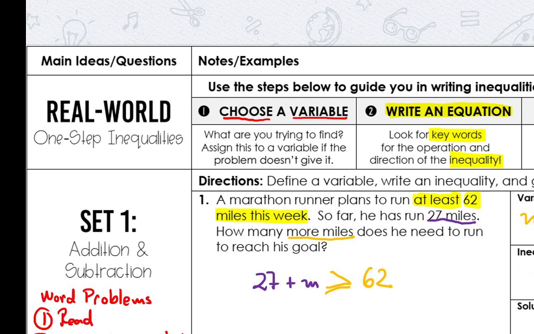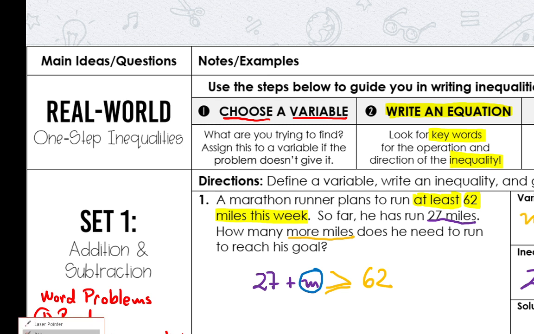And here is my inequality: 27 plus M is greater than or equal to 62. Just solve right now. Remember the information from last class: where is my variable, left or right? Here my variable is on the left. Don't need to graph, guys. Nice question, but just solve.